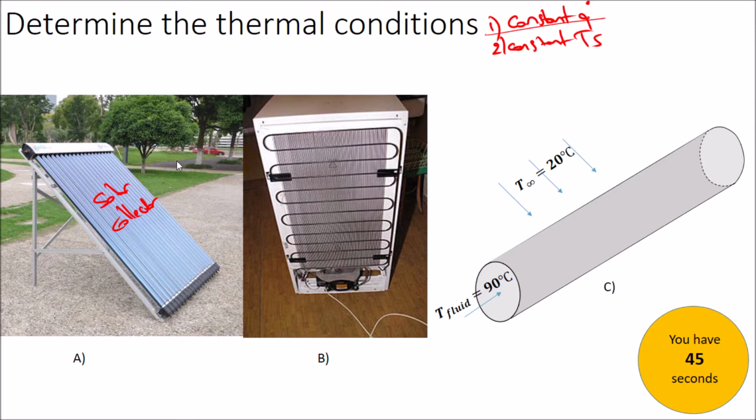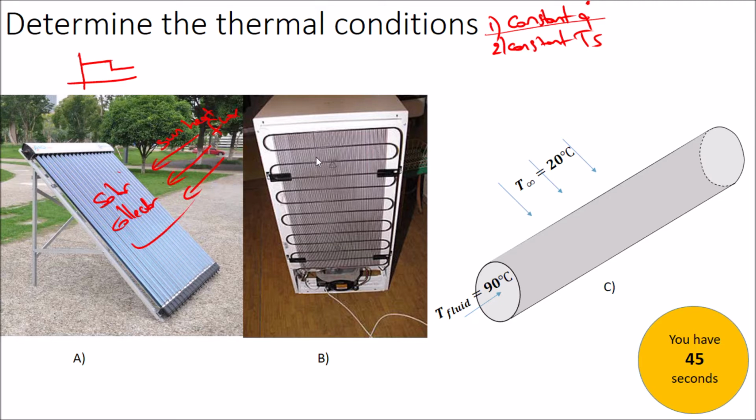Why? Because the sun heat flux incident on this solar collector is constant. It changes per day, but for some time of the day it is constant. Then it can change, but it is constant again. Therefore this is the constant heat flux case.